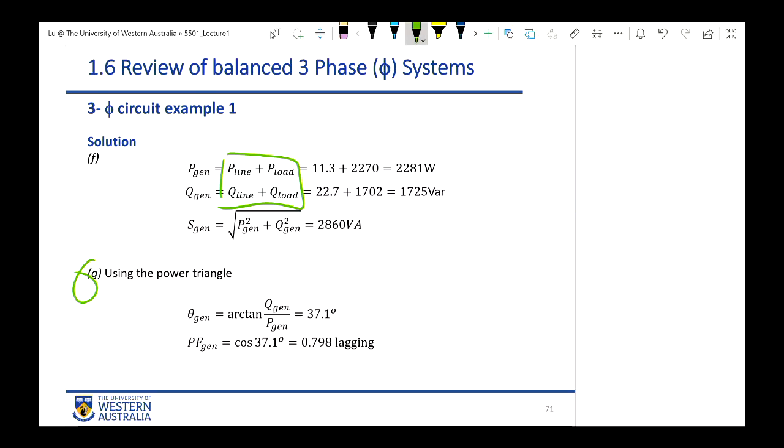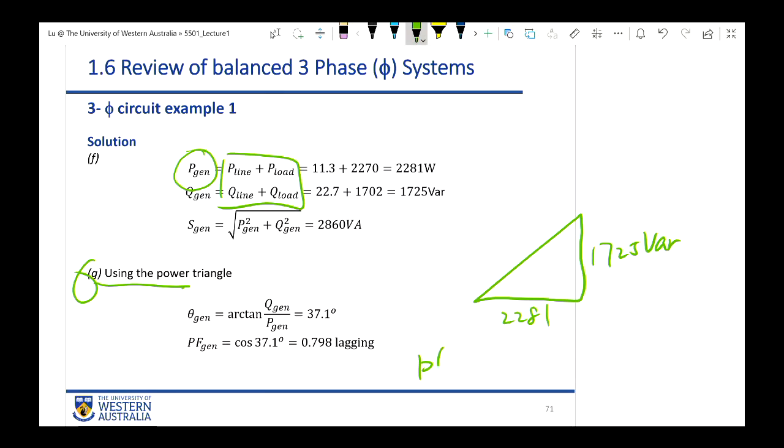So here, for solving this question, we go back to our power triangle. But this time, this power triangle is for the generator. In the previous part, we have solved the real power provided by the generator is 2281 watts. And the total reactive power provided by the generator, the vertical edge, is 1725 VAR. And this question is asking you what is the power factor.